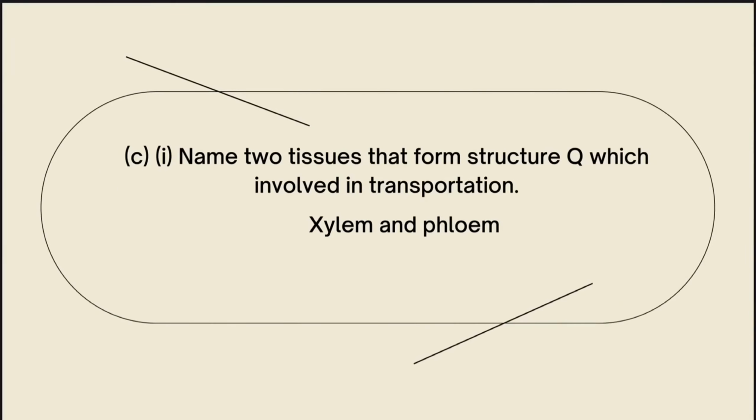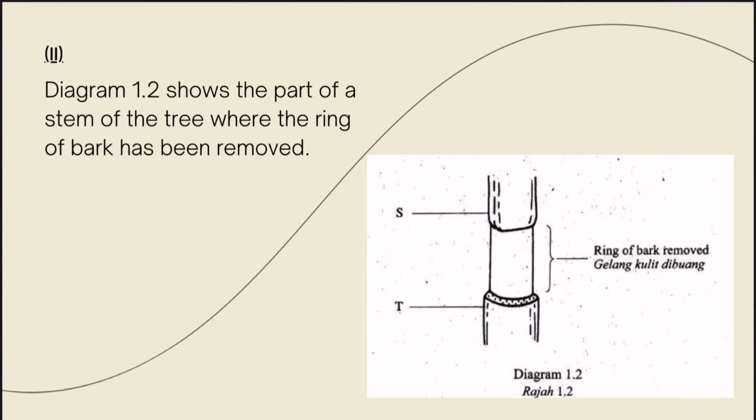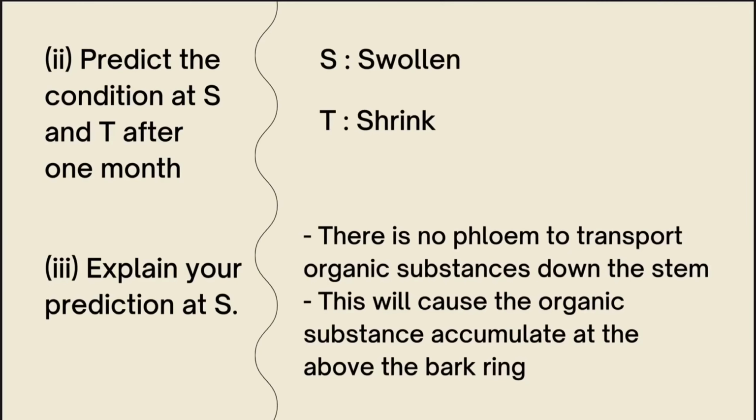For question 1C1, name two tissues that form structure Q which are involved in transportation. As you see in diagram 1.1, Q is vascular tissue, so the answers for this question are xylem and phloem. For question 2, diagram 1.2 shows part of a stem of a tree where the ring of bark has been removed. You can analyze the diagram given first before answering the next question. Predict the condition at S and T after 1 month. The answer is S will become swollen while T will shrink.